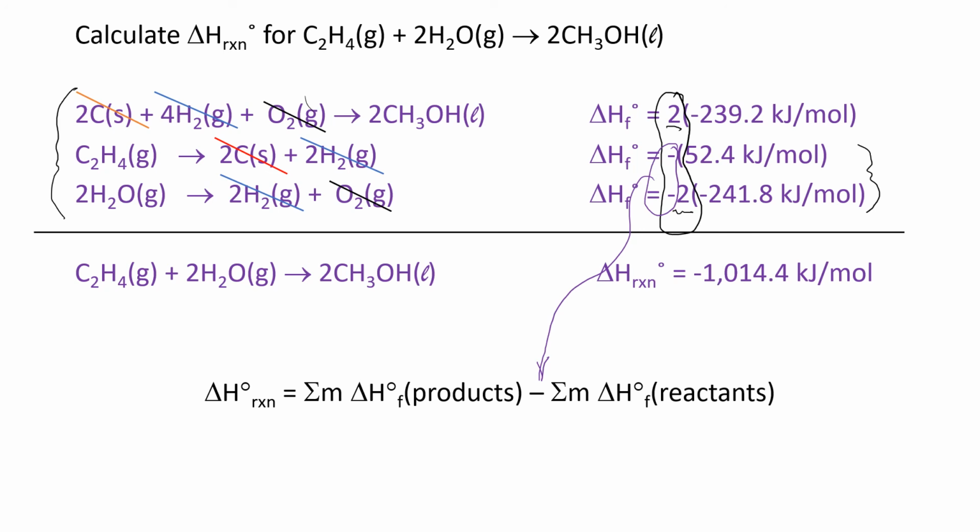So this granddaddy equation is telling us to multiply the coefficients times the heats of formation for all of the products and add that up. And then we're going to do the same thing for the reactants, where we take the coefficients times the heats of formation and add all of that up. And then we're going to subtract the sum for the reactants from the sum for the products.